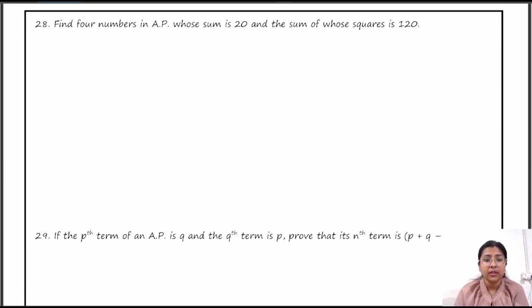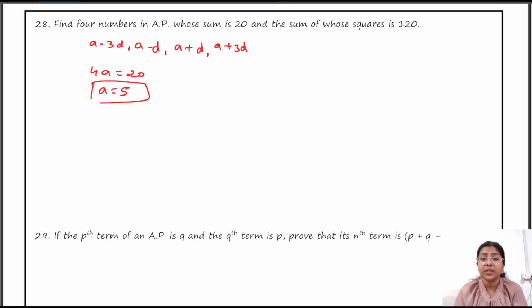Again the same pattern. 4 numbers in an AP whose sum is 20. So we need to consider the 4 terms. Whenever we need to consider the 4 terms, we have a minus 3d, a minus d, a plus d and a plus 3d. The sum of these 4 terms is 20. So we can directly write 4a is equal to 20. The value of a is 5.